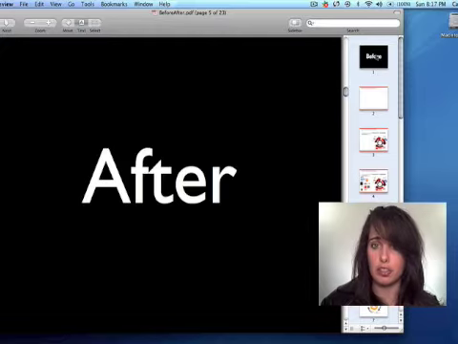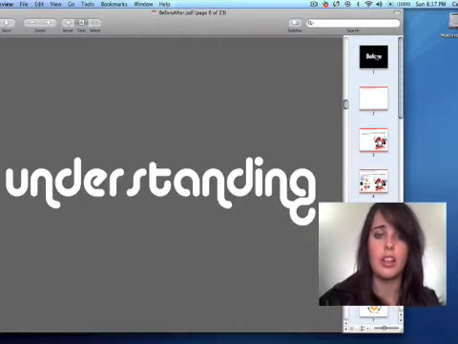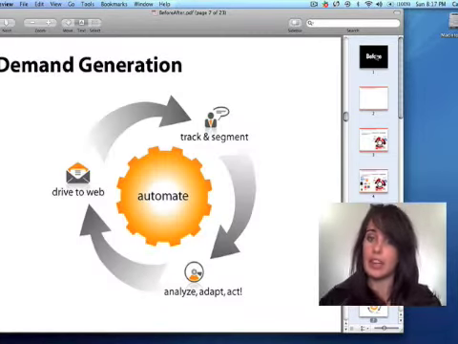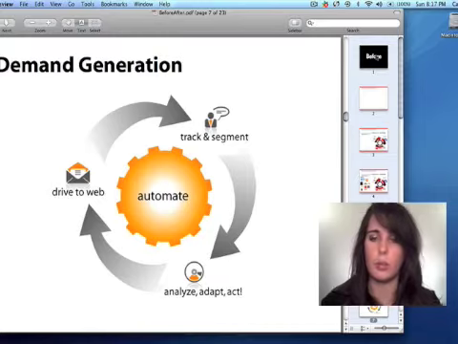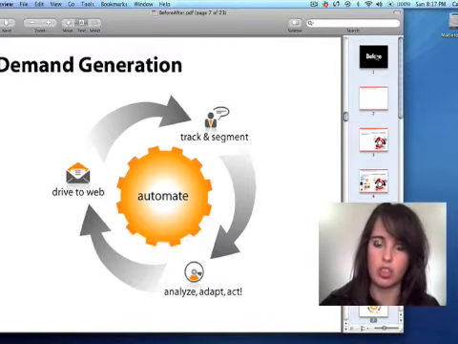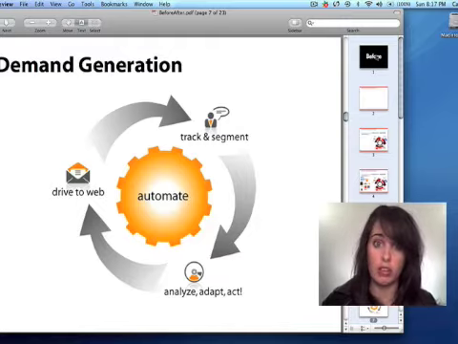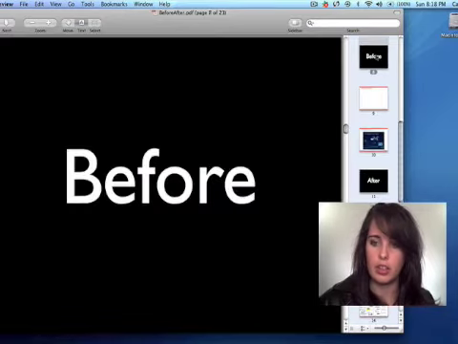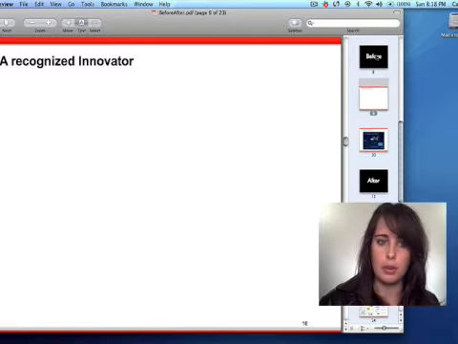So here's an after slide. This is what we came up with. This is understanding, and then the flow chart that we had looked at on the previous example. Now this is very clean, very simple. You're going to look at this and then you're just going to start to pay attention to what the presenter is saying, because there's nothing else to follow here. They don't have anything else that they're talking about on this slide. They're just conveying the information. So let's go to another example.